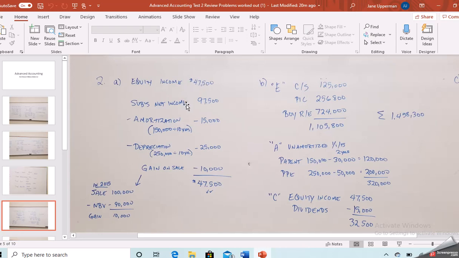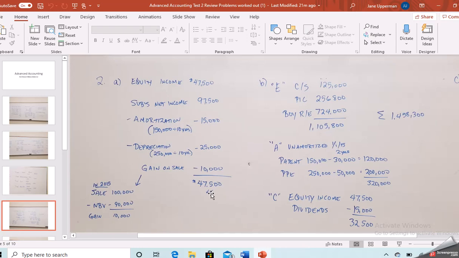$47,500. Or no, that's what we're trying to reconcile to. We start with our $97,500. That's right off of the sub's income statement. We have amortization of the patent at $15,000, amortization of the property, plant, and equipment adjustment for $25,000, and then how we know we've got the gain in that year is because we still need to subtract another 10 to get to the $47,500 that the parent is showing in their equity income.